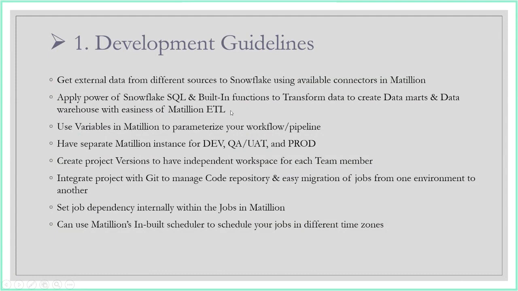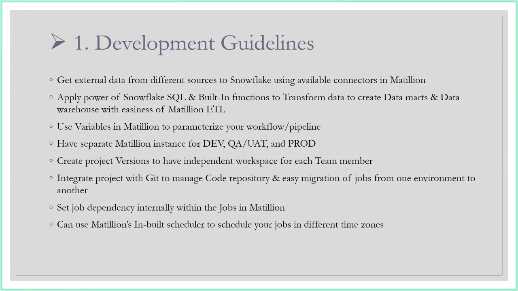Then apply the power of Snowflake SQL and built-in functions to transform the data to create data marts and data warehouse with the easiness of Matillion ETL, right? So once the data is in Snowflake, you can use the different SQL functions, the components which are available at transformation job, to populate the data in data marts in fact and dimensions, right? Then try to use the variables to parameterize your workflows and pipeline, right? So the way we have used the environmental variables or the global variables, we can try to use the variables wherever possible. Then we have seen, yes, we should have separate instances for dev, QA, UAT as one, and the production as different, or dev QA as one, then UAT and then production.